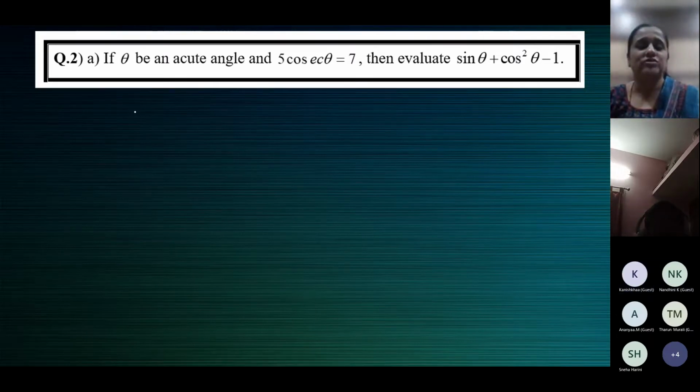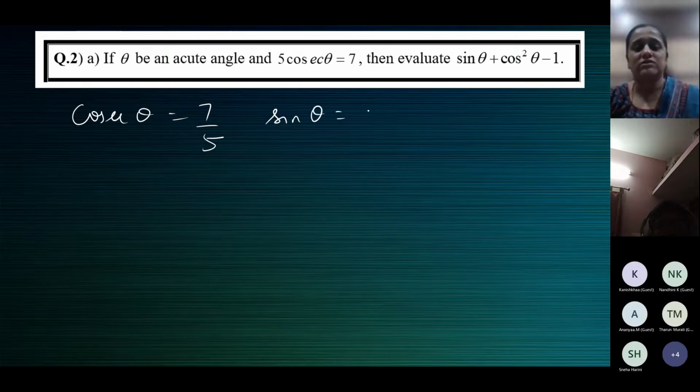So I said you can use a right triangle. But the answer in the slide is like this. You can do it using a right triangle. That's one of the ways. So now cosecant theta is equal to 7 by 5. So that means sine theta is equal to what? If cosecant theta is 7 by 5, what is sine theta? Yeah, what is sine theta, children?